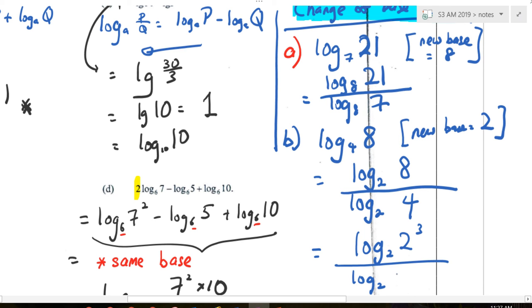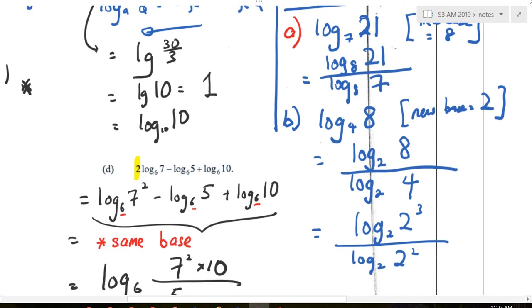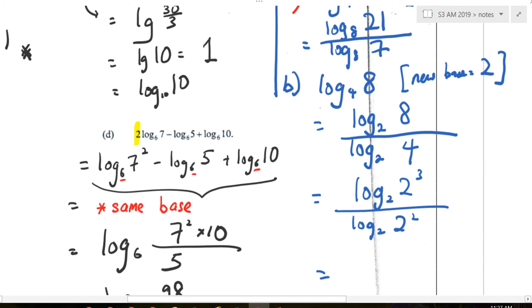And what happened to the number on top? It can jump where? Jump in front, right? The number on top can jump in front. And what is log base 2, 2? 1. See? Beautiful, right? From an ugly log to a number without log. This is the power of change of base.